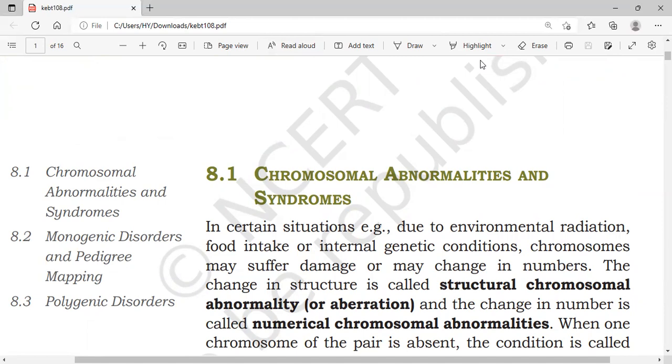Monogenic disorder में हमने sickle cell anemia discuss कर लिया और उसकी inheritance समझ ली. अब हम X-linked recessive disorders and dominant disorders को next video में समझेंगे.